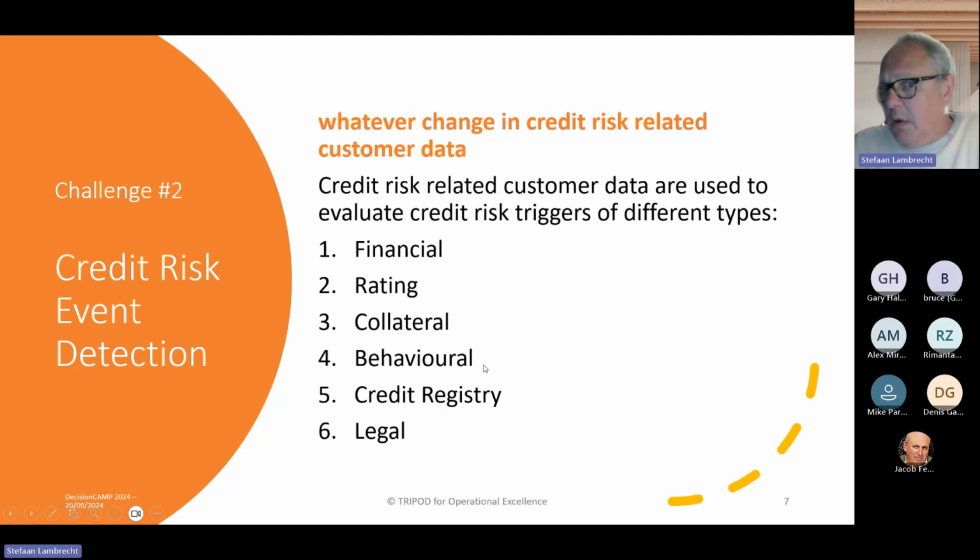There are some behavioral triggers, like, for instance, not meeting the repayment schedules. Credit registry is more an external kind of trigger that is about the national banks, for instance. They have registries where they keep information about legal structure of organizations, etc. So if that kind of information comes in, then that is also a potential trigger. And then there are some legal things. If, for instance, there are legal problems with a customer, that can also be a trigger.